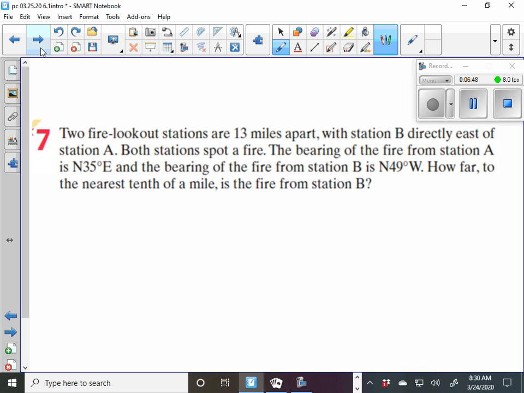Two lookout stations are 13 miles apart, with station B directly east of station A. So I'm just going to draw my crosshairs right here. Here's station A. We've got north, south, east, and west. So we know that station B is over here. And again, you might want to draw the crosshairs so that it's actually through it, not around it. All right, and we know that that's 13 miles.